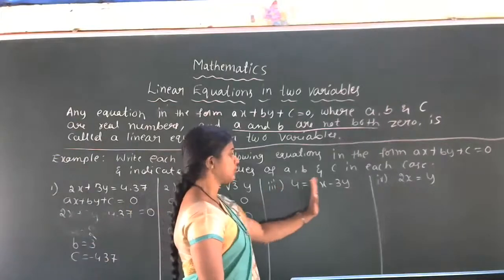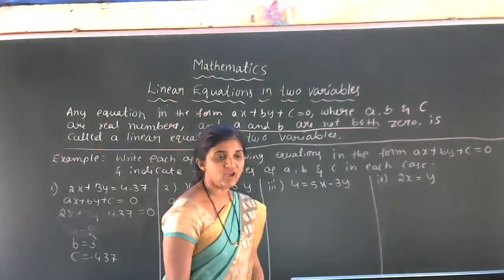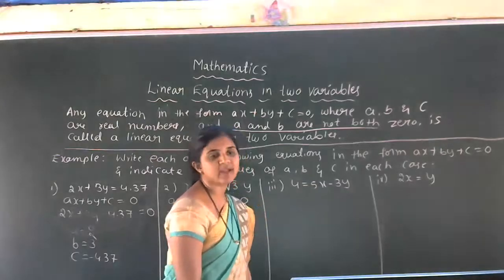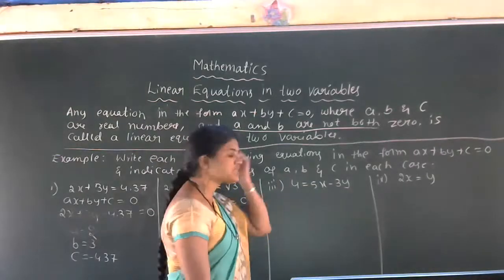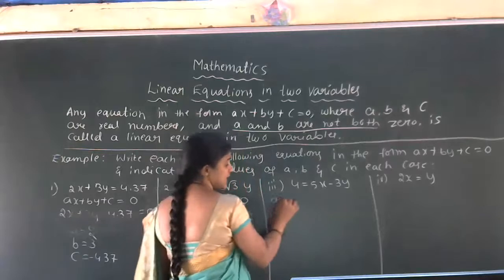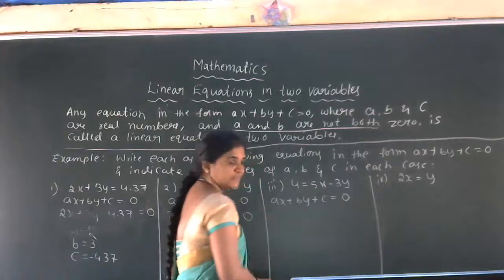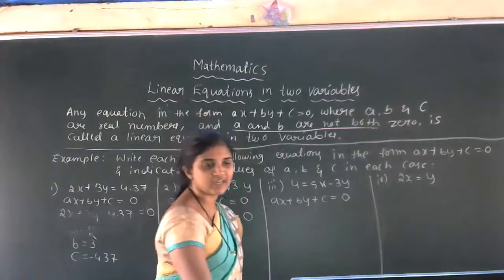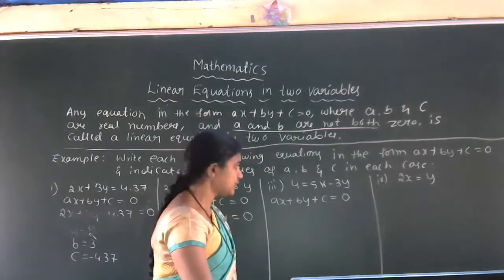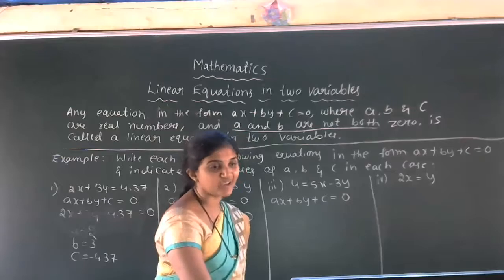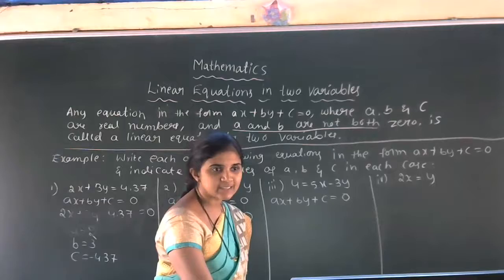4 is equal to 5x minus 3y. So now, what is the standard form of the linear equation? ax plus by plus c equals 0. Now express this in the standard form: 4 is equal to 5x minus 3y. Express this in the standard form fast.